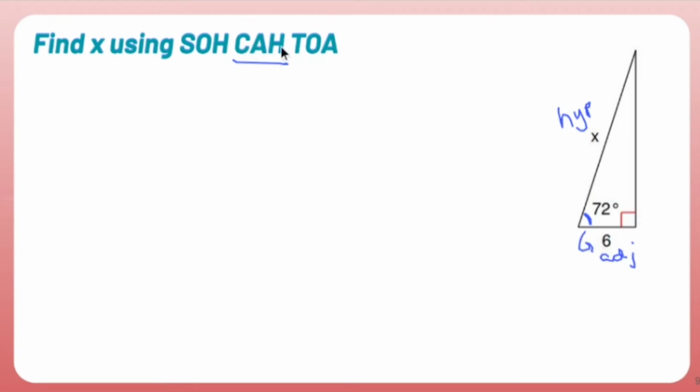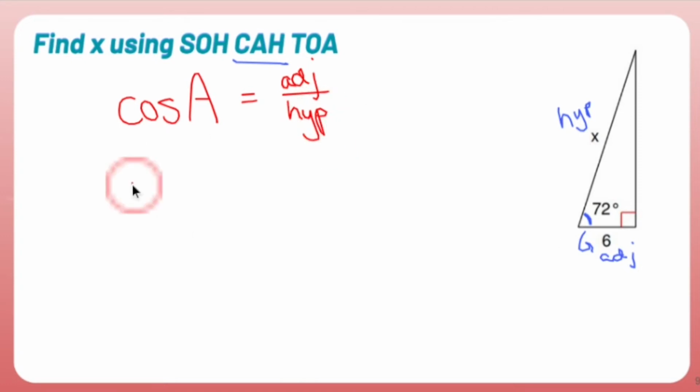All right, so if we're using CAH, we are going to set up cosine of my angle, which I'll call A because I'm afraid to call it X, is going to equal my adjacent side over my hypotenuse. And now I plug in what I know. We did previous videos where we didn't know my angle, but now I do. Cosine of my angle is going to equal my adjacent side, which I know is 6, over my hypotenuse, which is x.